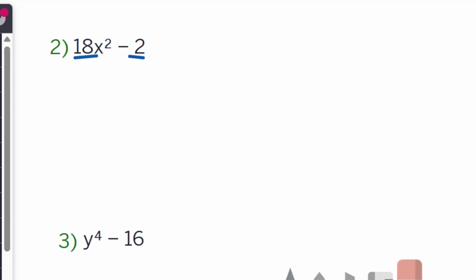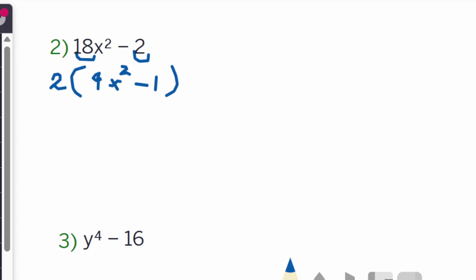If we look at question 2, we can't say this is a squared number and this is a squared number. We can't say that. I will first take away 2 outside. If we take away 2, we'll have 9x squared minus 1, right? Now, instead of 9, I would like to write 3 squared, because 9 is 3 squared. Now, it's going to be 2. This can be written like 3x all squared minus 1.